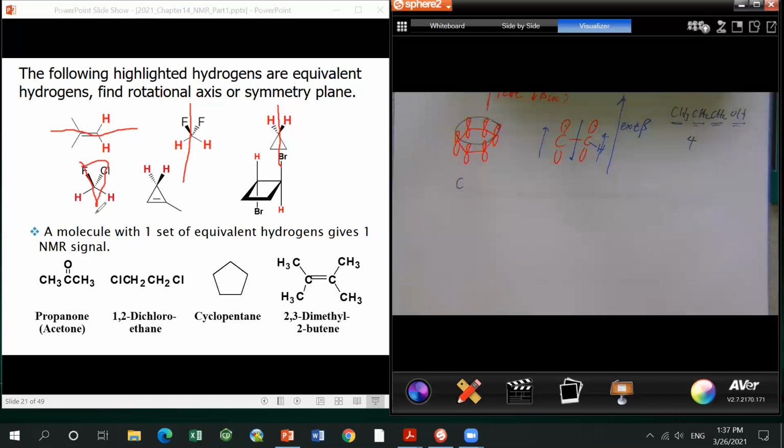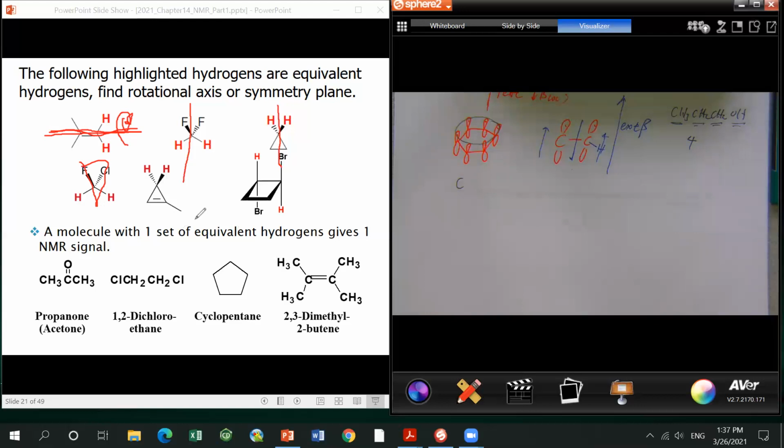So, a rotation axis, for example here. So just draw it here, and then you rotate 180 degrees. You generate the same molecule. You have the same molecule, and that means a rotation axis. I'll give you one more example.